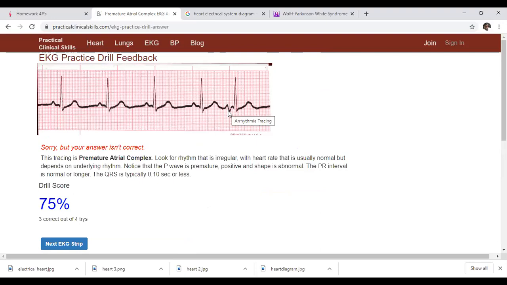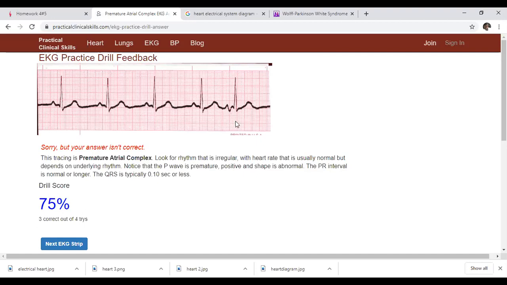Yes, just like a PVC, except it's the P wave instead of the QRS. When the atria contract, it's a P wave. If the ventricle contracts, it's the QRS. So if the ventricle contracts too soon, that's a PVC. You're going to have a QRS out of place. If the atria contract too soon, you're going to see a P wave out of place. The P waves are the atrial contractions, and the QRSs are the ventricle contractions. So that's simply a PAC.